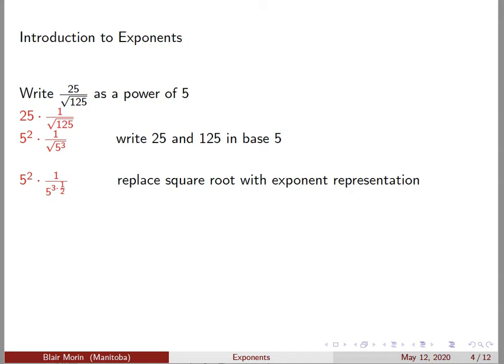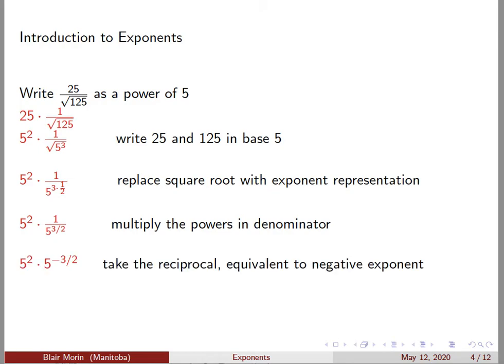Again, I notice that I'm taking the square root of a number, so I simply raise 5 to the power of 3 to the power of 1/2. So I just simply apply the operation, multiply my powers in the denominator. I take the reciprocal, right? It's equivalent to a negative exponent, so 1 over 5 to the power of 3/2 is the same as 5 to the power of negative 3/2.